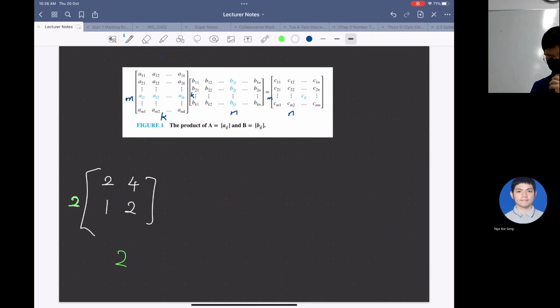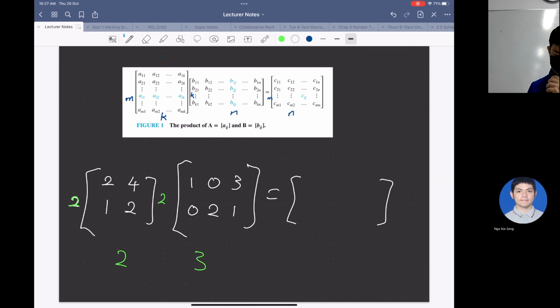Maybe just another one. So what can I put here? Maybe I put a 2 by 3. So what do I put? I put 1, 0, 3, 0, 2, 1. And then I'll get a 2 by 3 matrix, because you just take the first and then the last one.